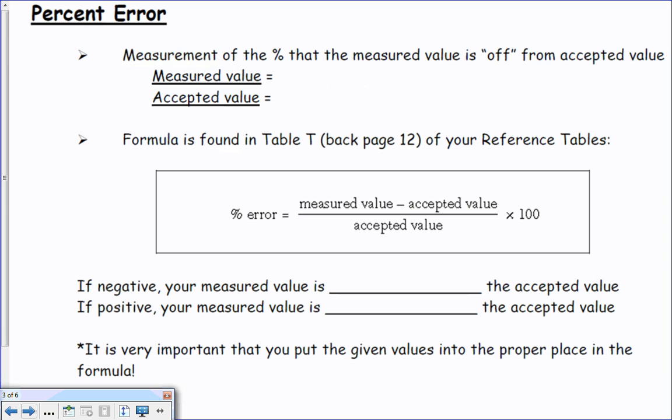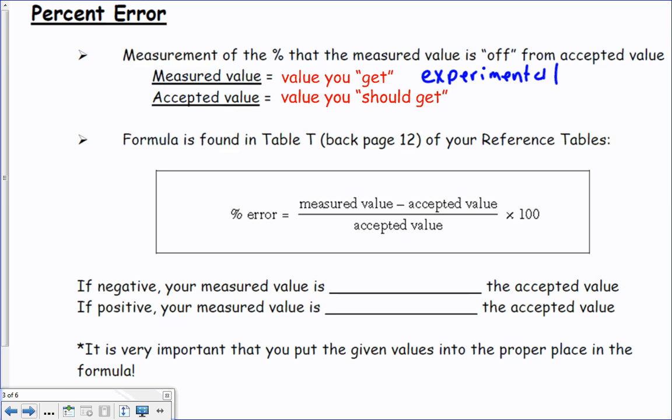Percent error measures how far the measured value is off from the accepted value. The measured value is the value you get. The accepted value is the value you should get. So let me put that in other terms for you. Our measured value is our experimental value, where our accepted value is our known value. Let me give you an example real quick.